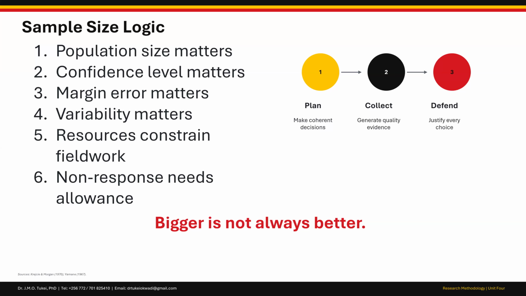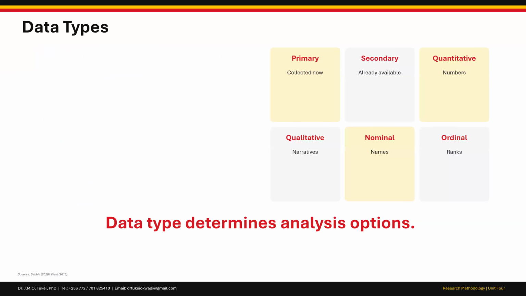So sampling is good and great because you will be able to save resources. You will not study everyone. Colleagues, this is very key and very important. I want us now to look at what I would call the types, the data types. The data types is what I want us to look at.